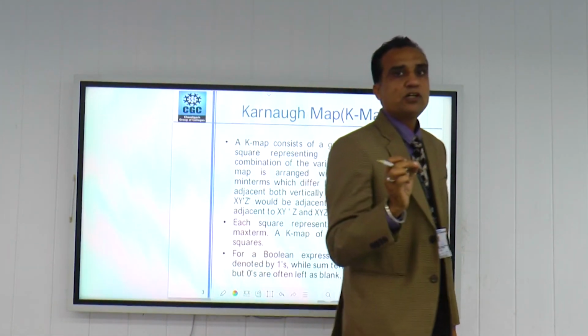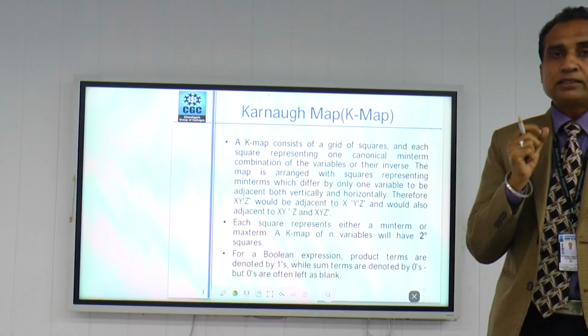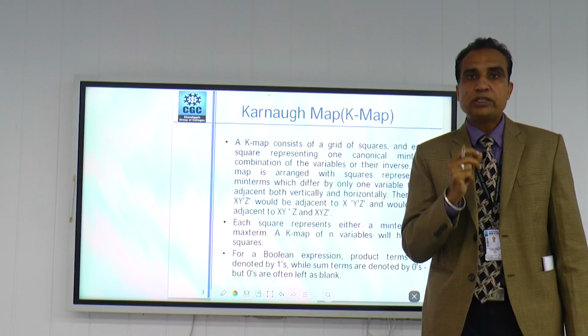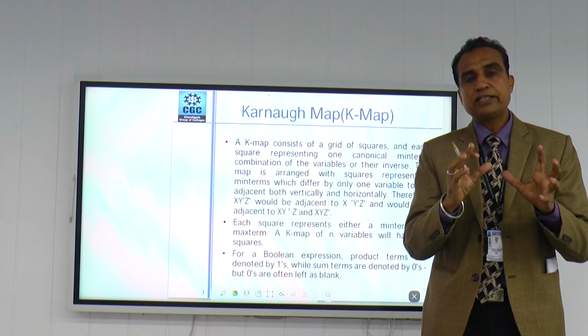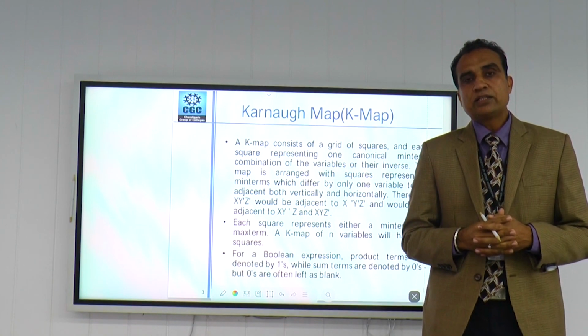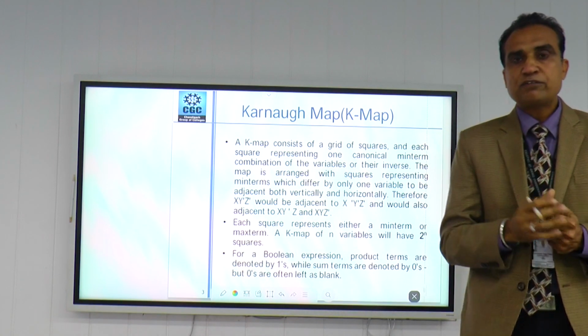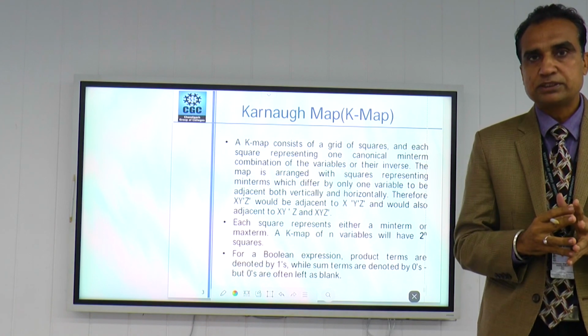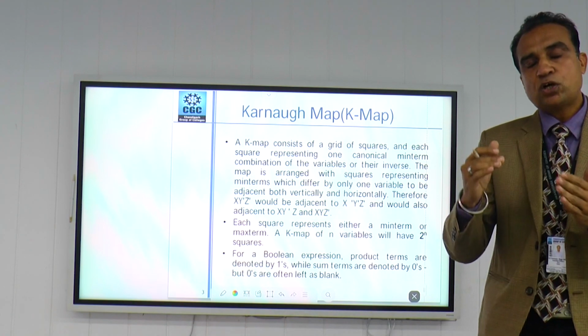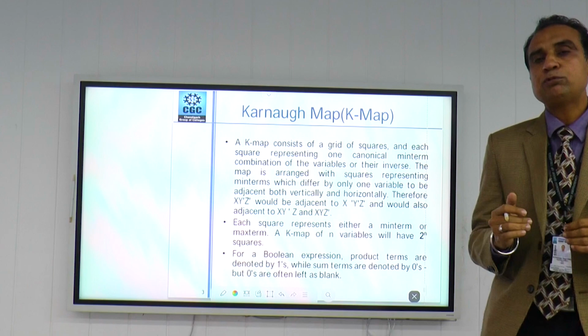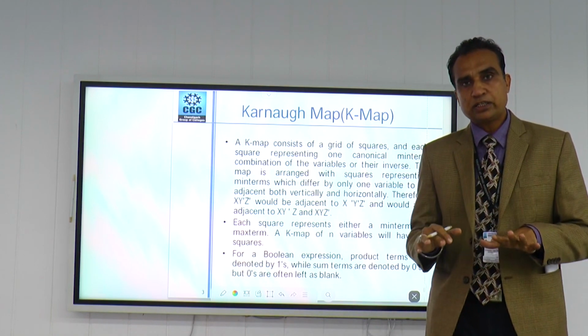Now, what is the meaning of canonical terms? In case of Boolean expression, canonical terms means if there are 3 variables in the equation, then in each element of the equation there should be 3 variables. If the equation is not in the canonical form, then we have to change that equation into the canonical form.